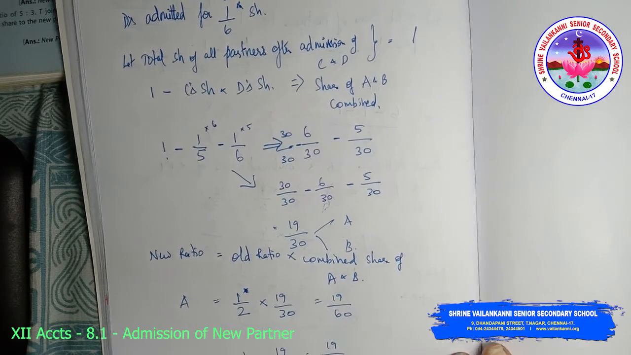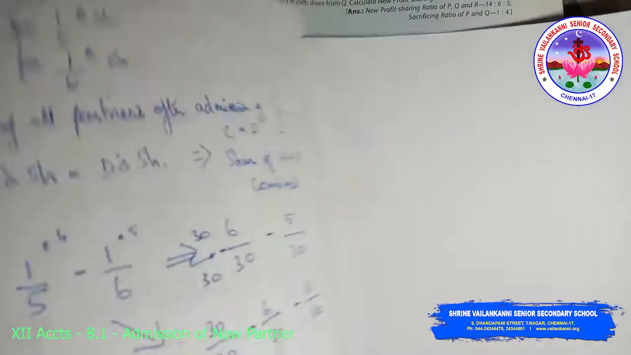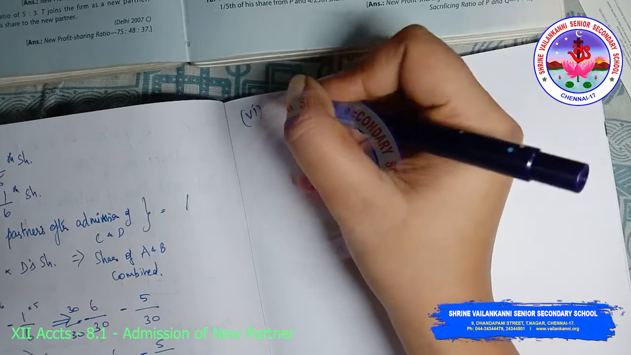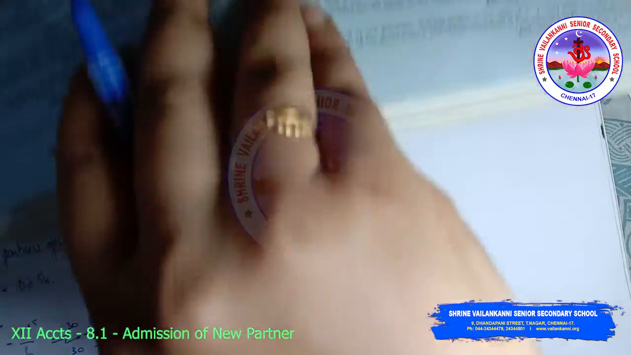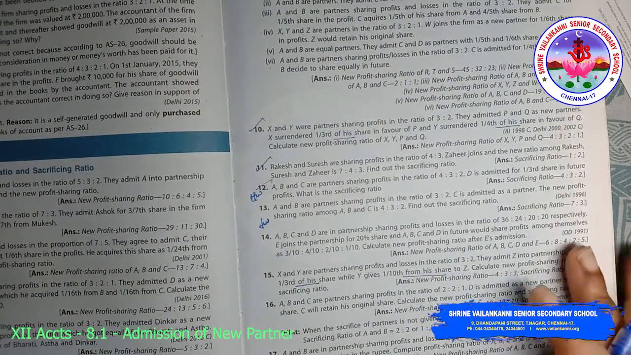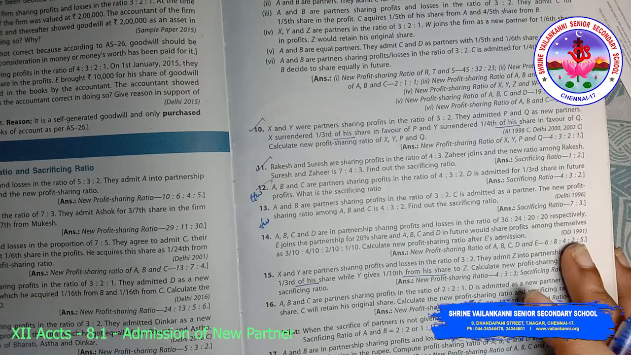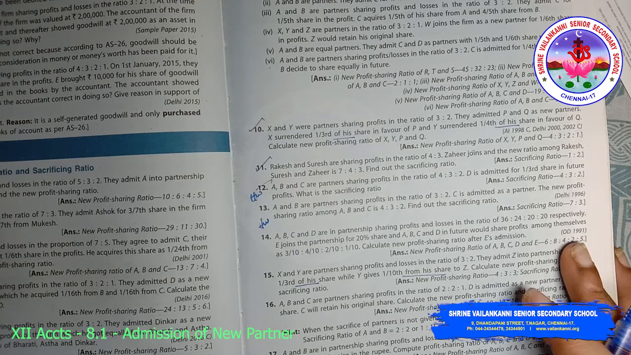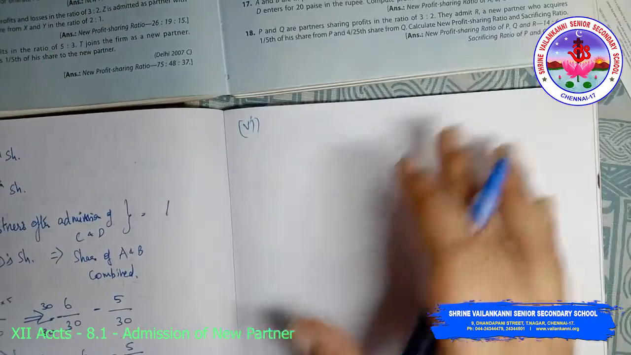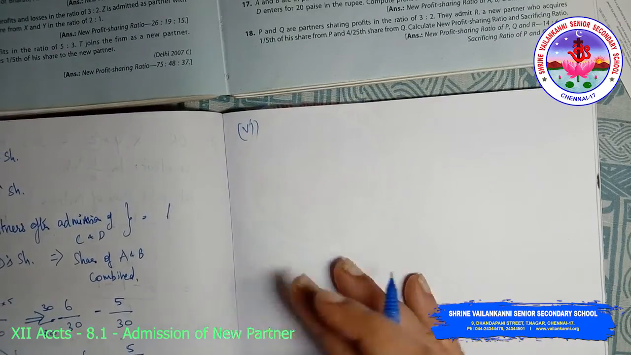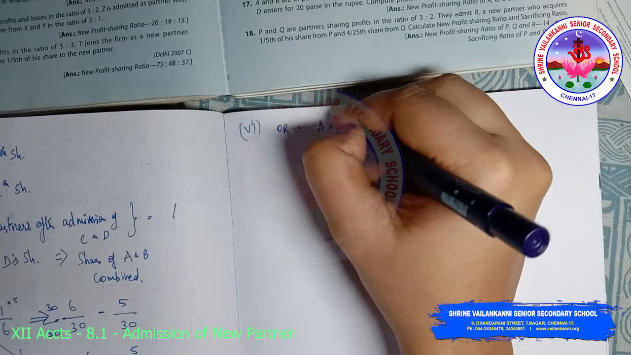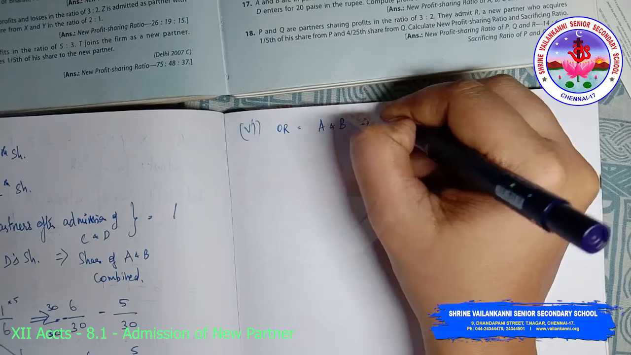The last category that we are supposed to go through, the 6th one. I'll just read the question. A and B are partners sharing profits and losses in the ratio of 3:2. C admitted for 1/4 share. A and D decide to share equally in future. So this is how it is. The old ratio of A and B happens to be 3:2.